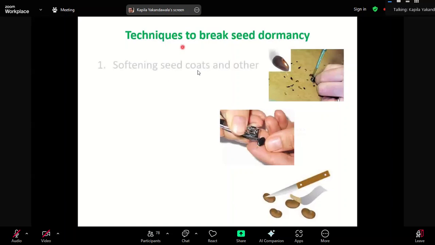So next, let's look at how to break the seed dormancy.